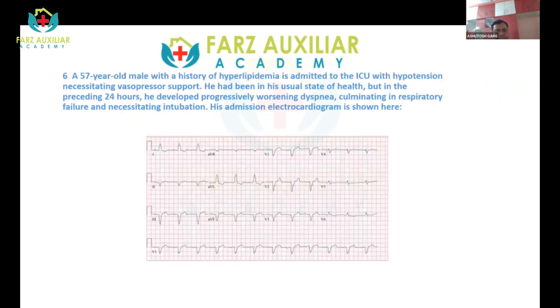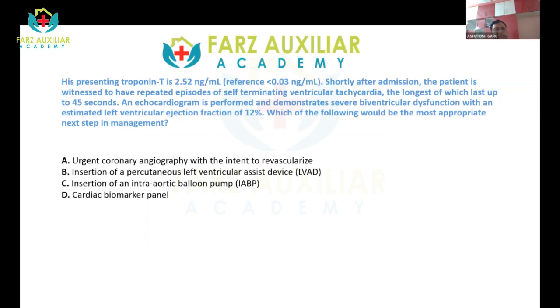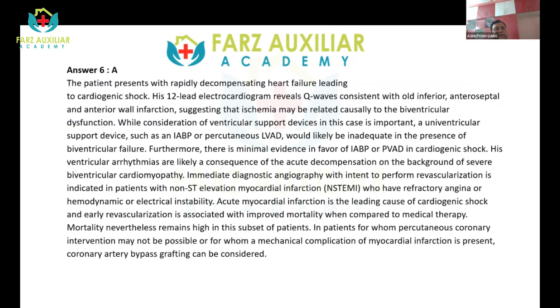A. Urgent coronary angiography with intent to revascularize. Yes. Okay, so the answer is A, because the patient is showing rapidly decompensating heart failure leading to cardiogenic shock. And his 12-lead ECG shows Q waves consistent with an old MI, anteroseptal infarction, suggesting that ischemia may be causally related to the biventricular dysfunction.